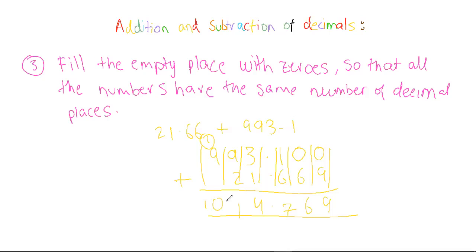So the answer is 1014.769. Again, you pronounce it as one thousand fourteen point seven six nine, not as one thousand fourteen point seven hundred sixty-nine. No, that is the wrong way to pronounce it. Okay, so let's take an example of subtraction.